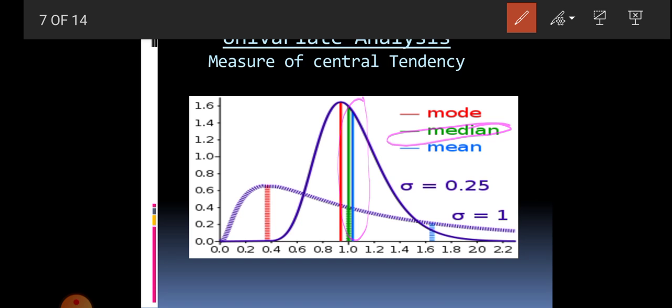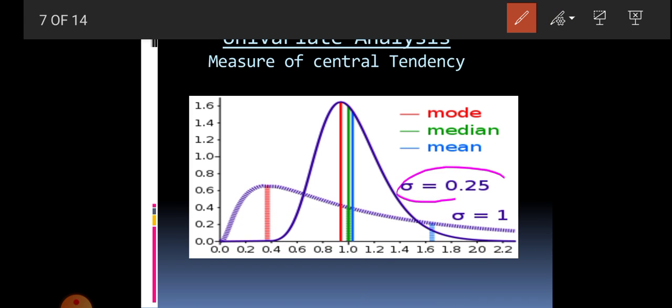So median means the mid value. Suppose the data is from here to here, so the mid one is the green one, which divides this whole data into two equal halves. That is known as the median. Then the blue one is the mean. Mean means the average of this whole univariate data.